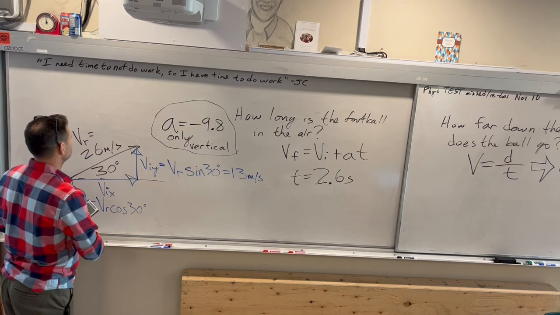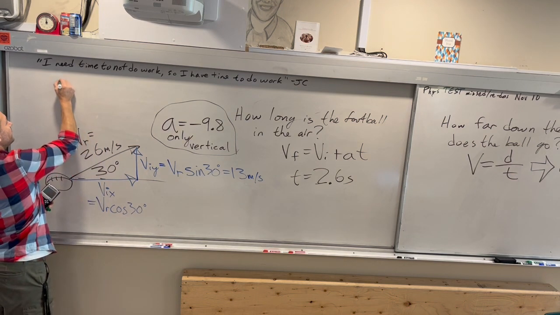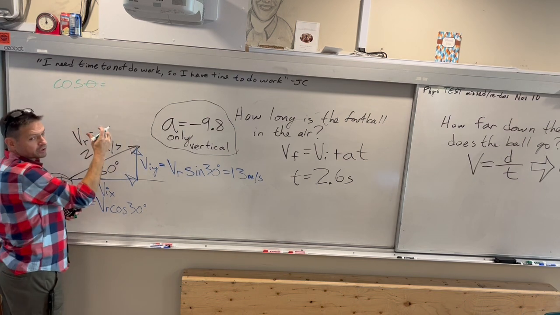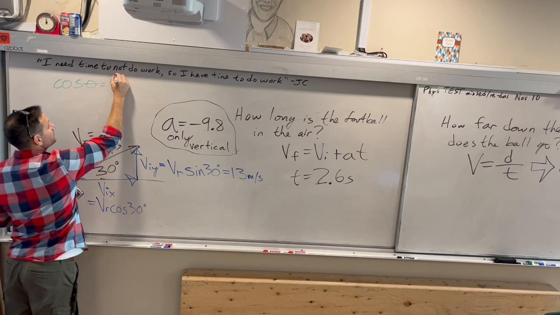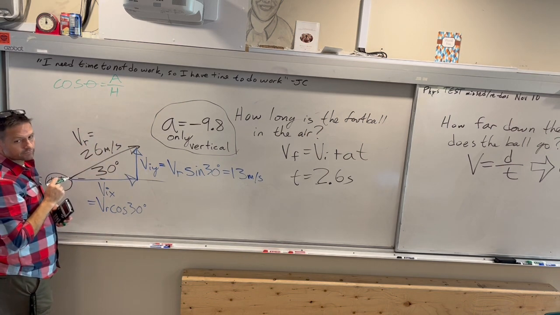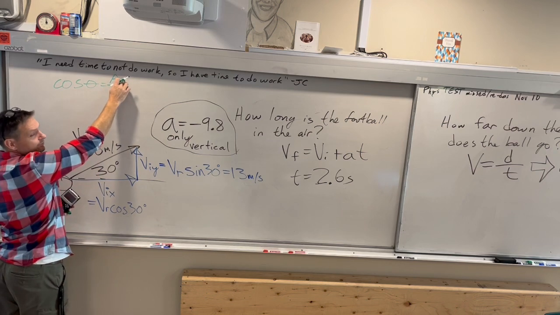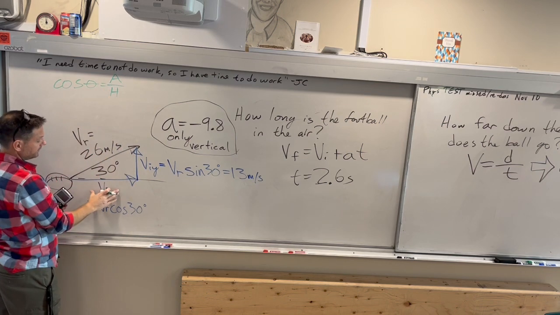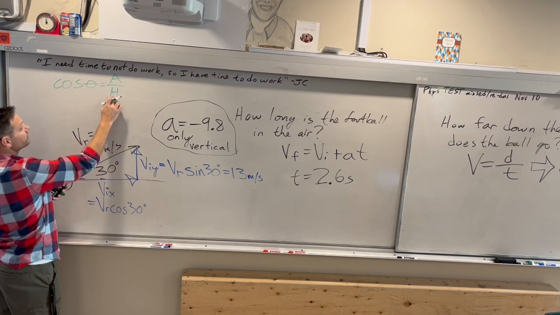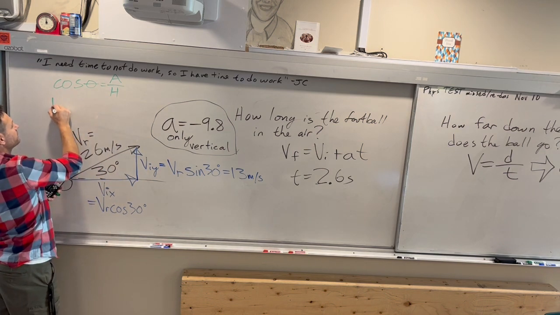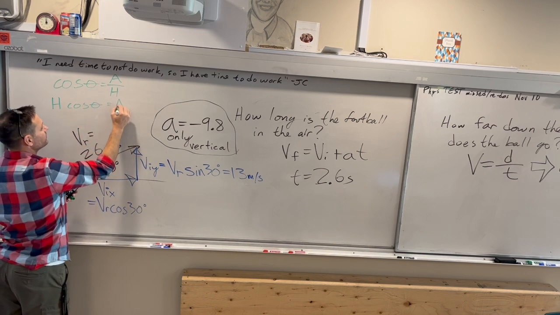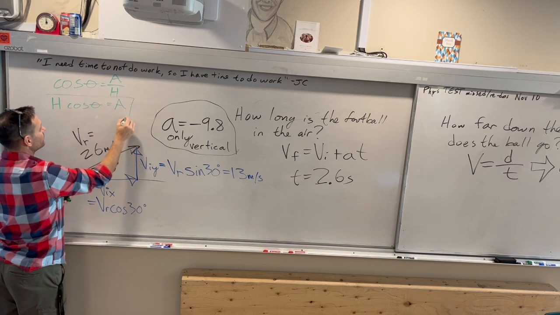Cosine. So the cos of theta is equal, it's SOH CAH TOA, right? So it's a over h, CAH. So we want to find a, the adjacent side. We already know the hypotenuse and the angle. So we're going to move the h up here, and we're going to say h cos theta equals a. That's what we're looking for.